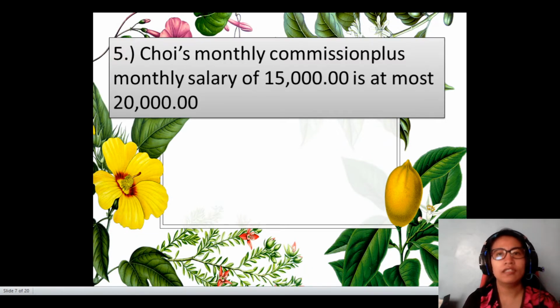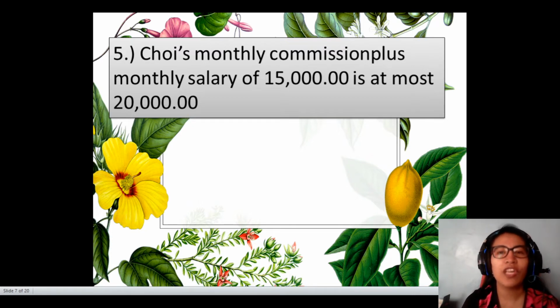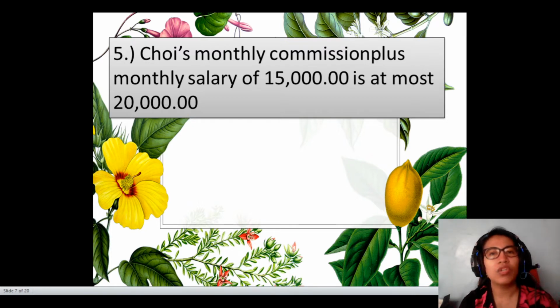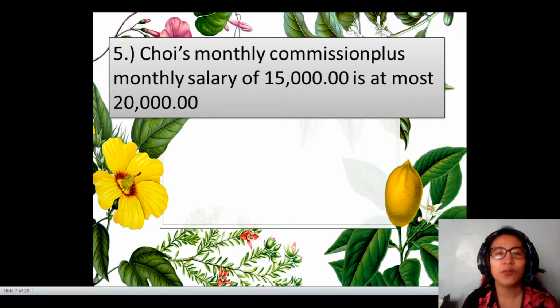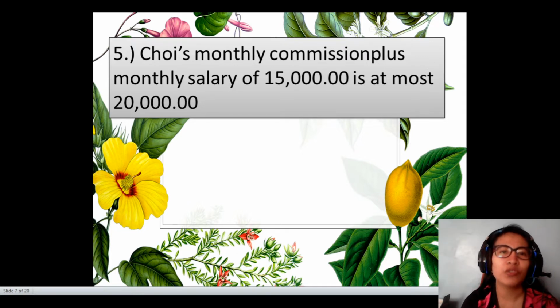Another one, we also have at most and at least. As I told you, we have the greater than or equal to, the less than or equal to. So in this part, it's a little bit confusing because when we say at most, it's not greater than or equal to. That means less than or equal to. And when we say at least, that is your greater than or equal to. So it's a vice versa interpretation.